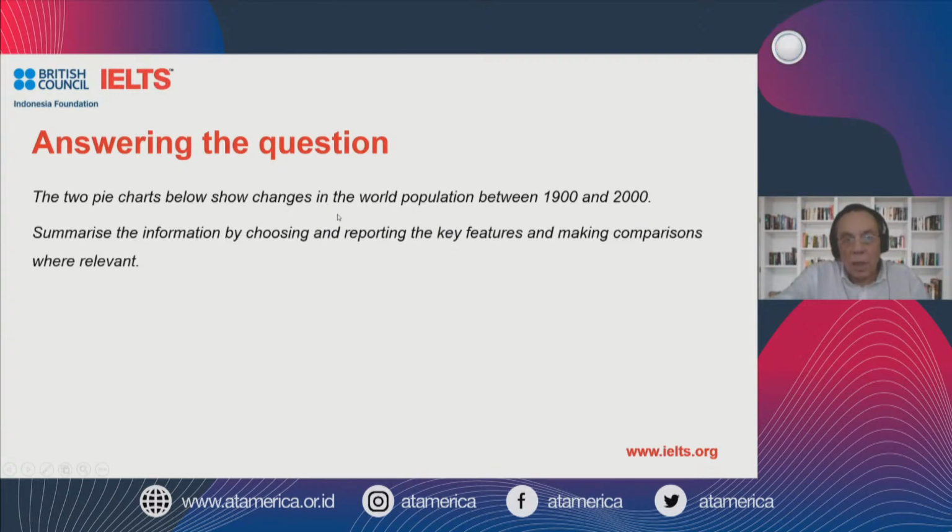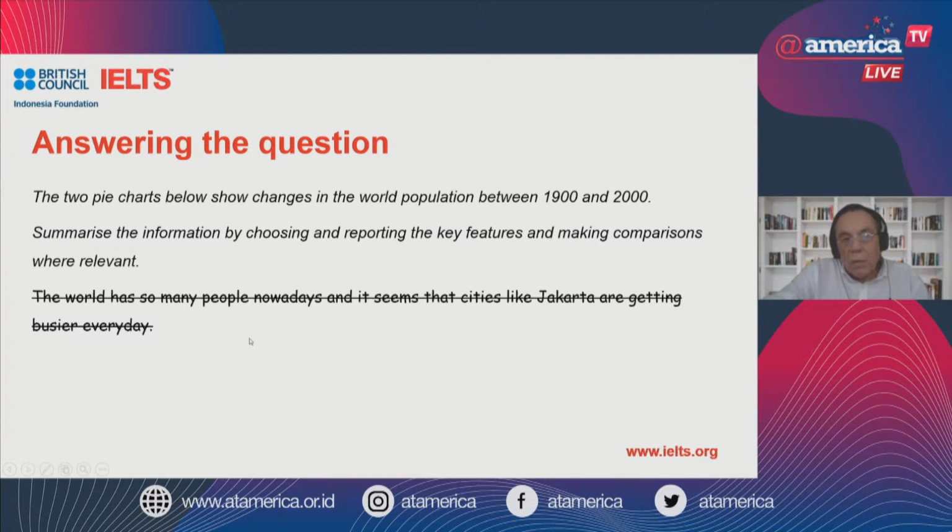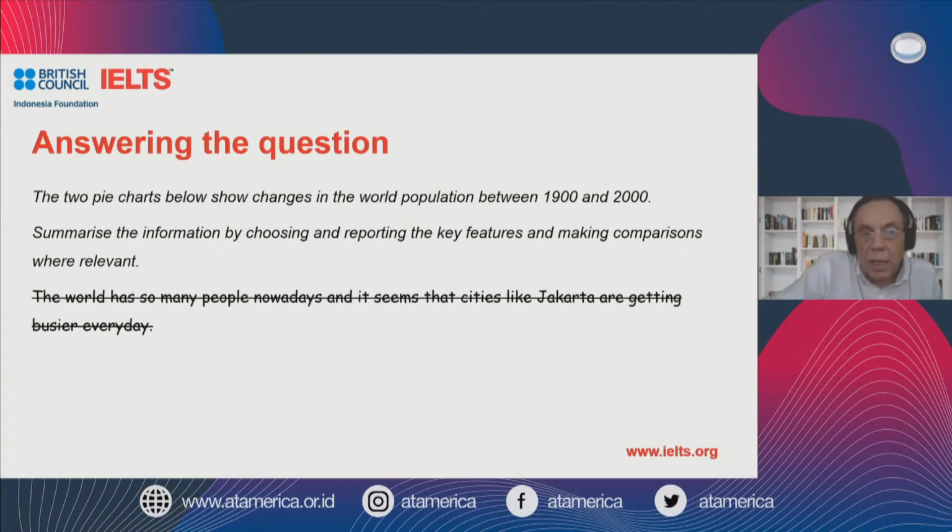All right, there's the question again. And here's the first thing not to do. Please, please, please, and I'm sorry if you're speaking locally. I know that here in Jakarta, people do love to give a nice, sweet introduction to the writing, and they'll say something like, the world has so many people nowadays, and it seems that cities like Jakarta are getting busier every day. Yep, but remember, your job with task one is to describe. So a general thing like that, or just using your imagination, doesn't work, not needed. So what should you do instead?